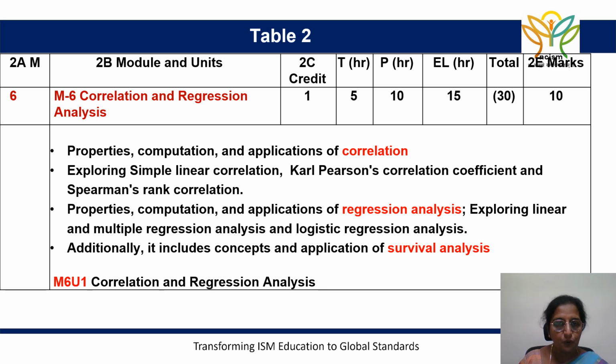So at the end of this module, the students must be able to understand the properties, the computation and applications of correlation, must be able to understand simple linear correlation, Karl Pearson's correlation coefficient, and Spearman's rank correlation. Must be able to understand the properties, must be able to compute and apply regression analysis, multiple regression analysis, and logistic regression analysis. Additionally, we must be able to understand the concept and application of survival analysis.